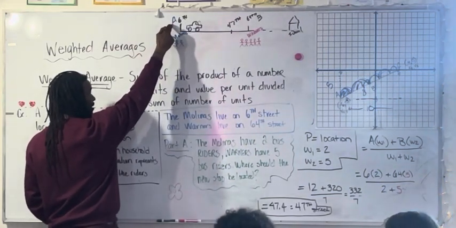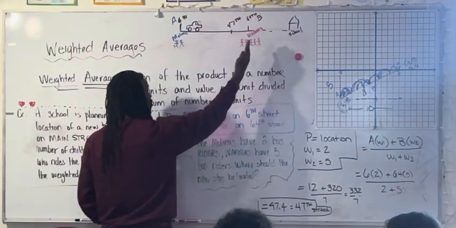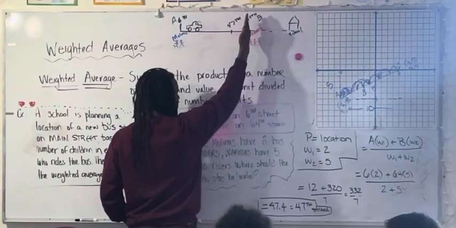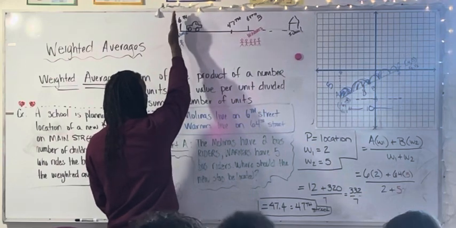We'll call that A. Looks like an endpoint. And then the Warners live on 64th Street, and we'll call that point B. As you can see, point A is here.